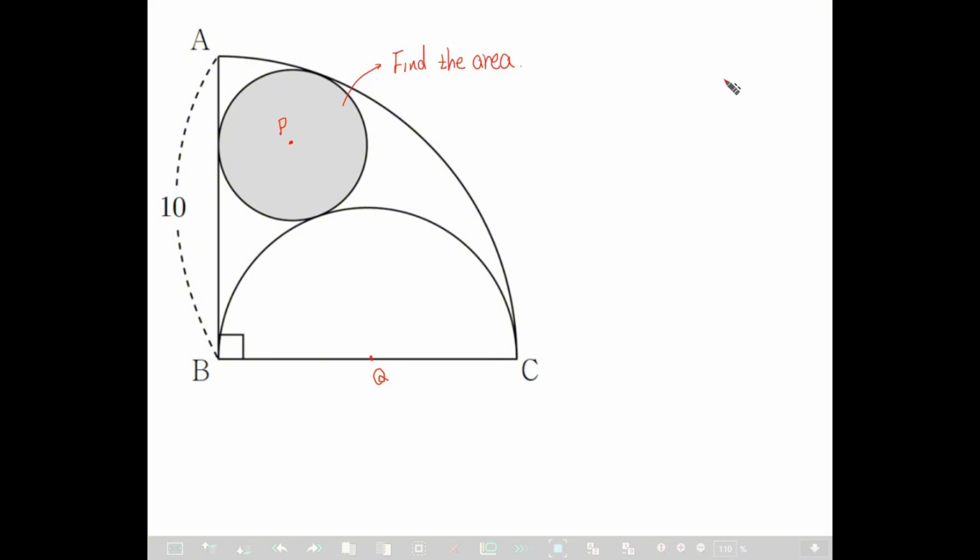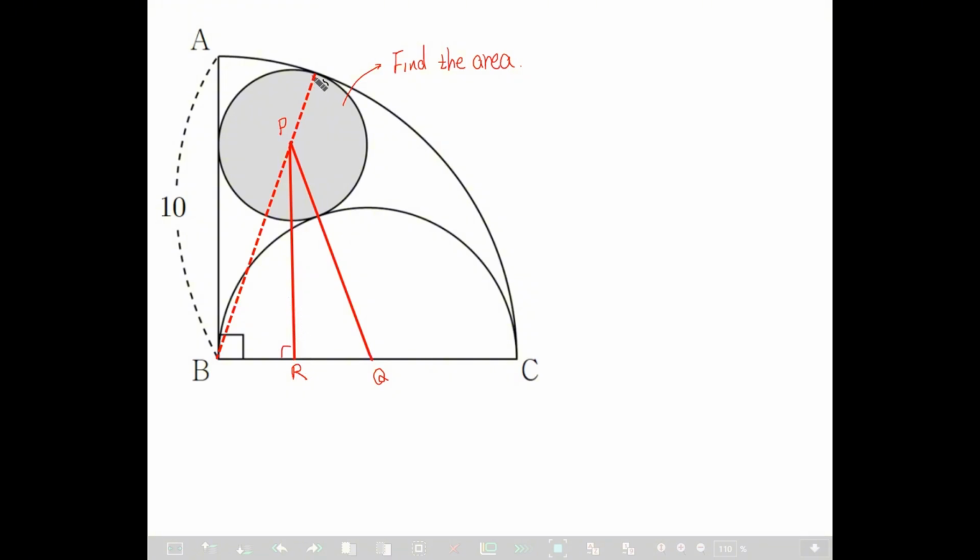and we need some auxiliary lines: from B through P to here, and from P to Q, and from P to here. Naturally, this is perpendicular to BC. Here, let's call this point R.